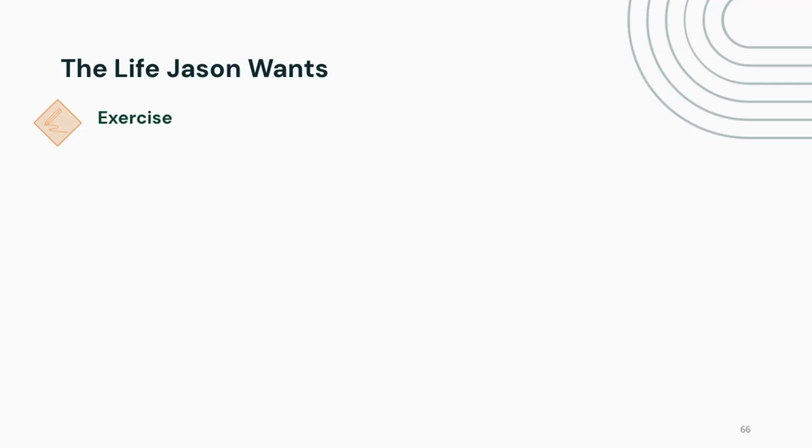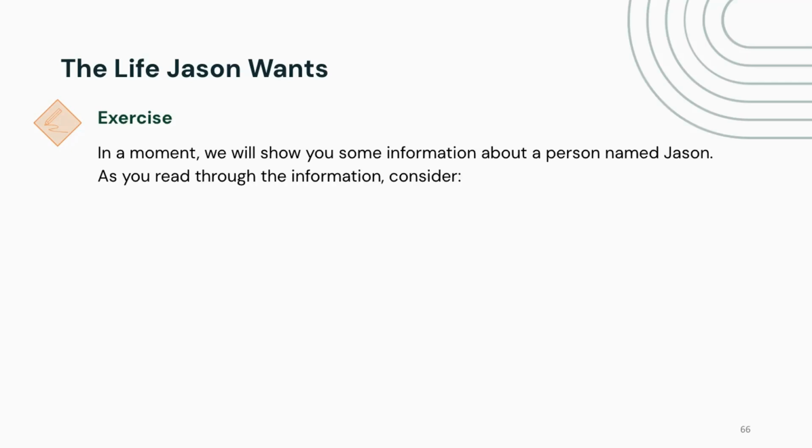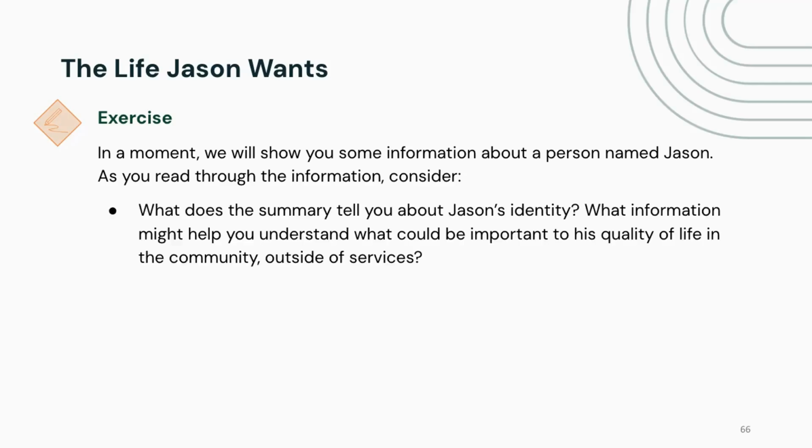Without going into the nuts and bolts of plans and documentation, let's consider the kind of understanding you need to have of a person in order to support their life in the community. In a moment, we will show you some information about a person named Jason. As you read through the information, consider: what does the summary tell you about Jason's identity? What information might help you understand what could be important to his quality of life in the community outside of services?